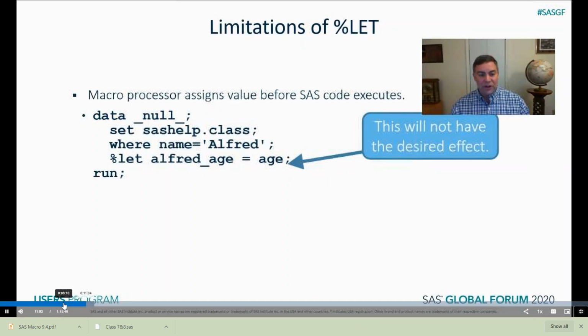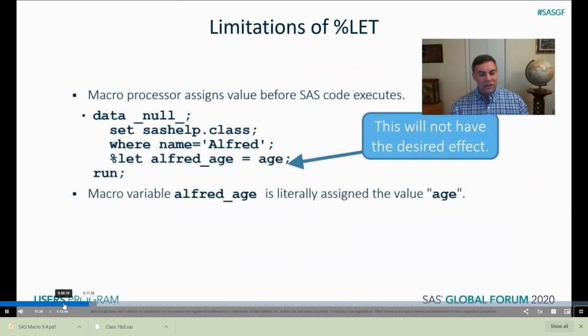Here's what happens. When we submit this code, it goes to the macro processor first. The macro processor sees all of this text, data _null_, set, SAS_help.class, and so on. It just passes that on through until it gets to %let. There's a macro language trigger. %let Alfred_age equals age. And it literally assigns the letters AGE, that string, to a macro variable called Alfred_age. Right? It doesn't see that as a variable name because at this point in time, the data set hasn't even started executing yet.